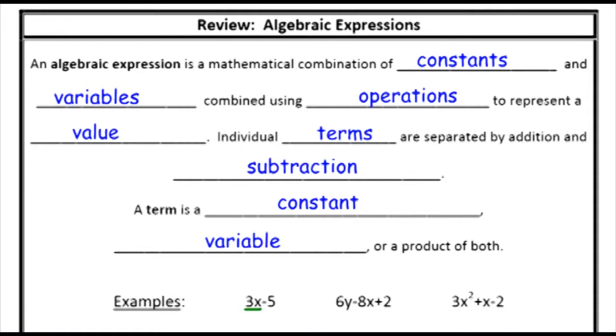Negative 5 is a constant. We have two terms. 6y is a product. Negative 8x, positive 2. We have three terms. Again, three terms.